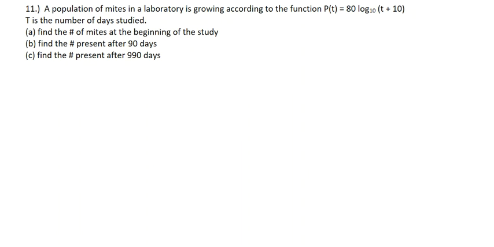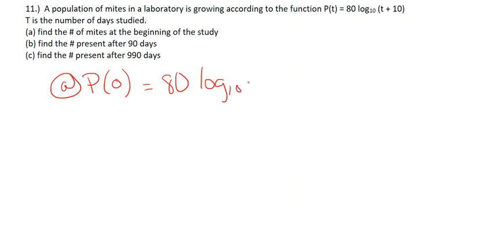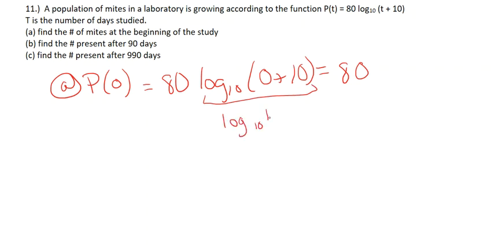So again, I'm going to start with P at 0. So that's going to be 80 times log base 10 of 0 plus 10 equals 80. The reason we get 80 is because this evaluates to log base 10 of 10, and we know that evaluates to 1. 1 times 80 is 80. So 80 mice at the beginning of the study.